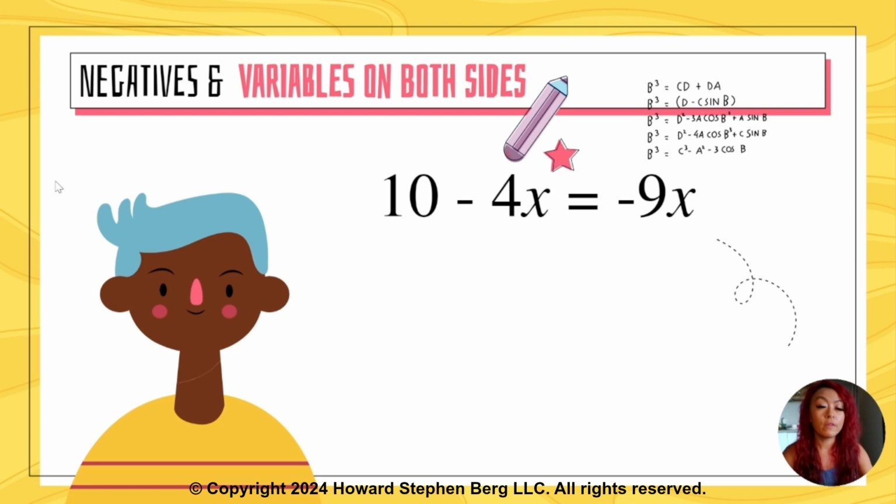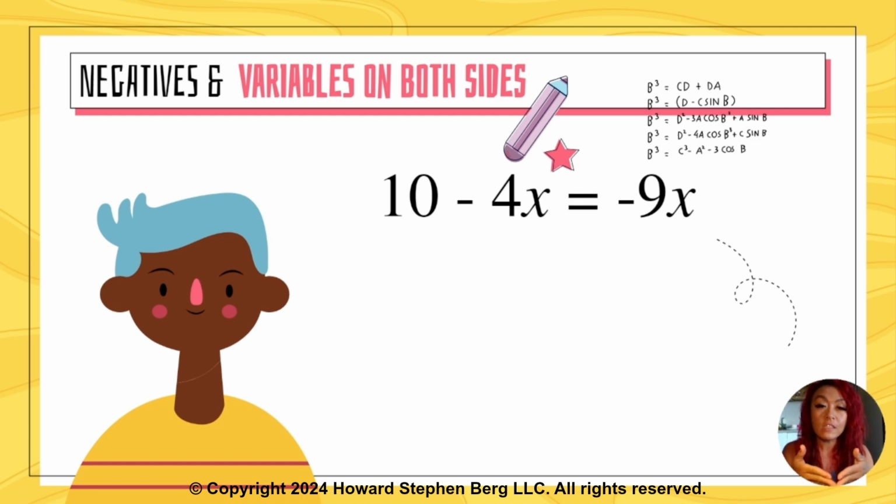Now solving with negatives and variables on both sides of the equal sign. So we have this equation here, 10 minus 4x equals negative 9x. Notice how we have x on both sides of the equal sign. That makes it difficult for us to solve.